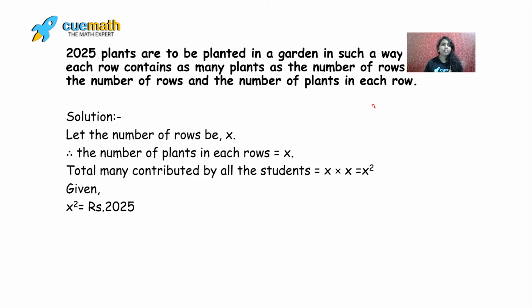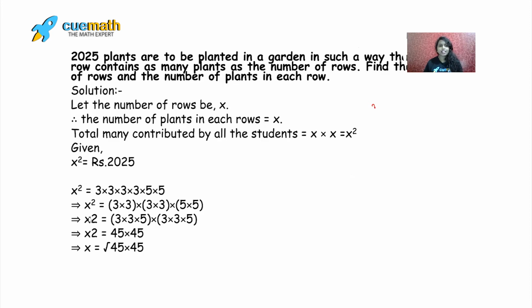So also given there are 2025 plants. Next, so what actually happens here? We need to use the prime factorization method to find this. So we get 3 times 3 times 3 times 3 times 5 times 5. On grouping, 3 times 3, 3 times 3 and 5 times 5.